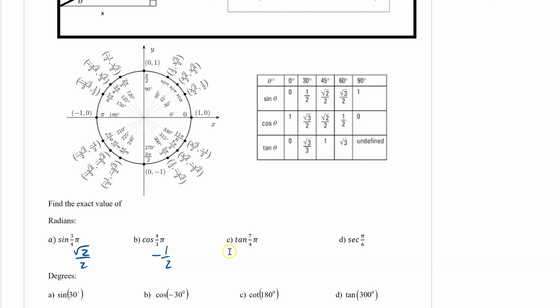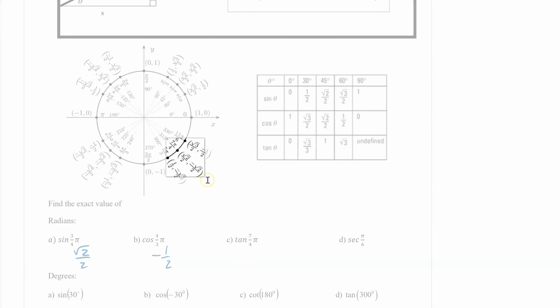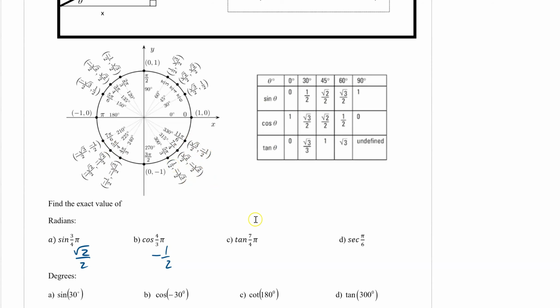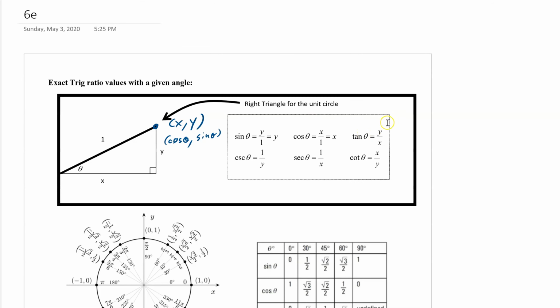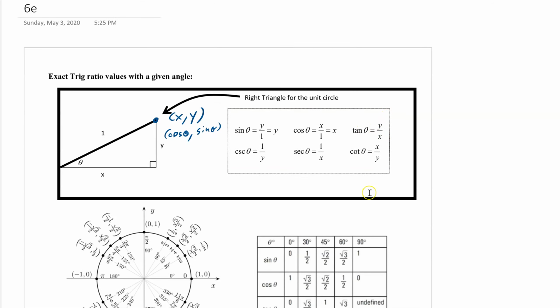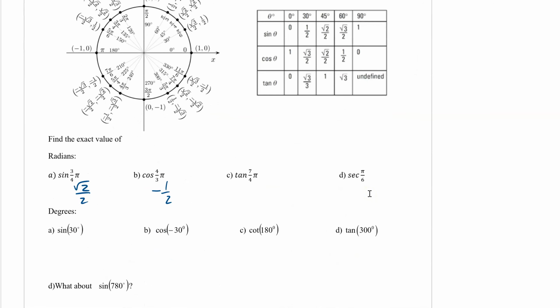And then tangent. Tangent of 7 pi over 4. And remember, the pi over 4s are here right in the middle. So right there's our 7. It's the 45 degrees. So tangent is y over x, our sine over cosine. So 7 pi over 4 would be negative rad 2 over 2 over rad 2 over 2. And you can see that's negative 1.